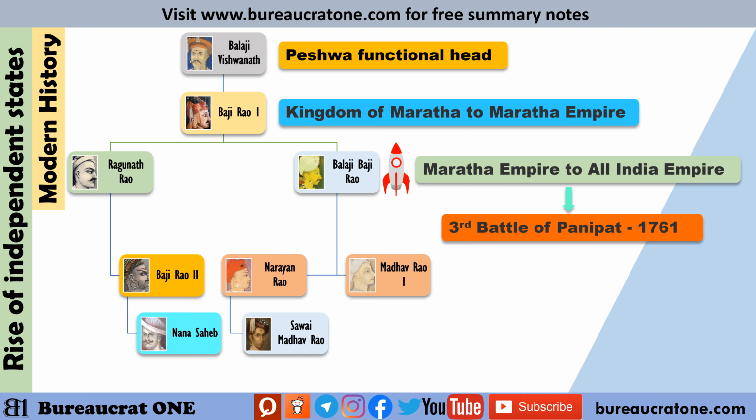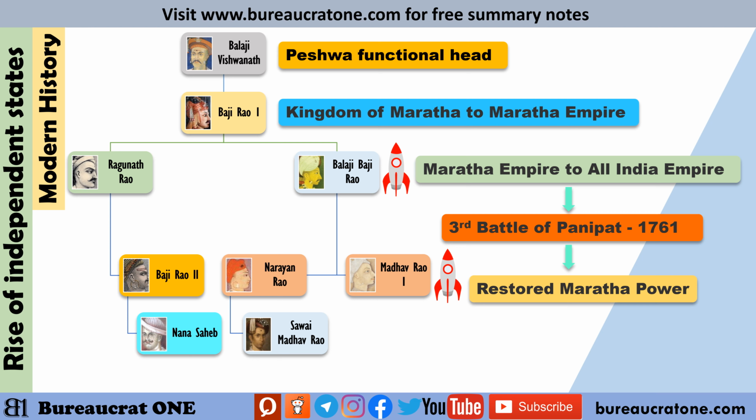Madhav Rao became the next Peshwa in the year 1761 after Balaji Bajirao. Madhav Rao regained the Maratha glory by fighting back with the Nizams, Hyder Ali, the British and everyone else. And he also brought back Shah Alam to Delhi. Unfortunately, he died in the year 1772 due to tuberculosis. And his brother Narayan Rao became the next Peshwa.